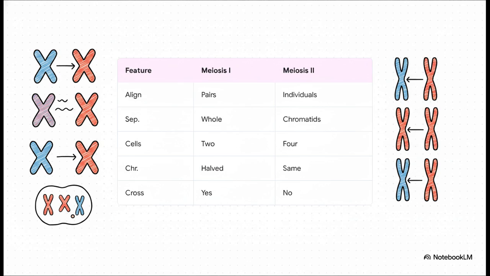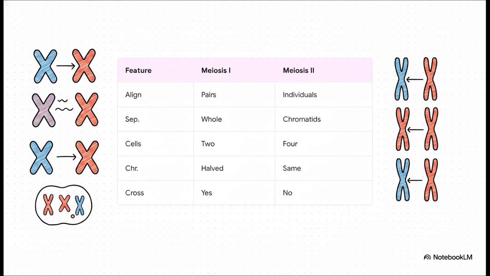During separation in anaphase I, whole chromosomes move to the opposite poles. But fast forward to anaphase II, the centromeres split and single daughter chromosomes, or chromatids, do the moving. On top of that, meiosis I halves the chromosome number, going from diploid to haploid, and crossing over definitely takes place. Meiosis II, on the other hand, just maintains that already halved number, and no crossing over happens there.